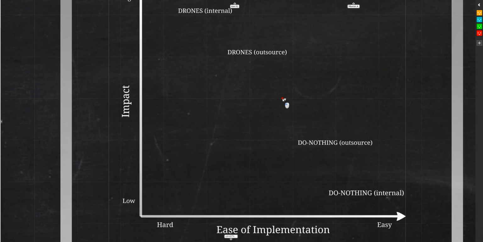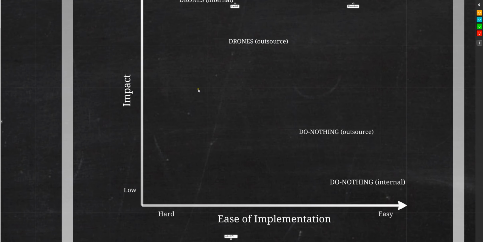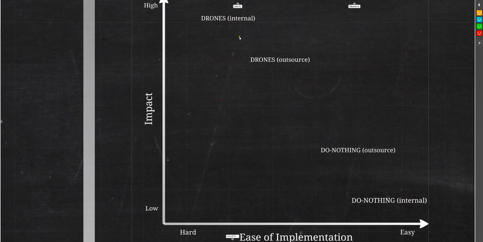The next one is to acquire the drones and outsource the drone delivery system, so not running it internally. Ease of implementation is a bit more difficult, however the impact is better. And last but not least is to acquire the drone delivery system and manage it internally. It's probably the most difficult of all the different decisions and ways to go. However, it's got the highest impact, and there's high to low, high being the best impact and low being the lowest impact or return on the investment.